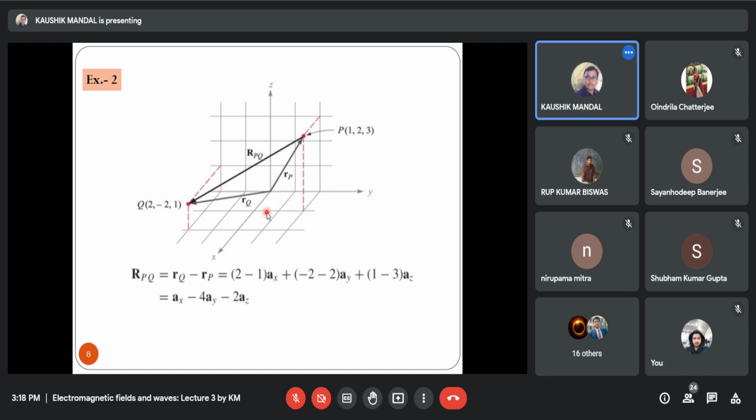Now once again, applying the same rule, what will be the distance vector between these two points, P to Q? That is RPQ. As the vector is directed from P to Q, the corresponding distance vector will be written as R, first P, then Q. Then by using the triangular rule, you can write that RPQ equals RQ minus RP. Since the points are given, you can easily find the corresponding distance vector.